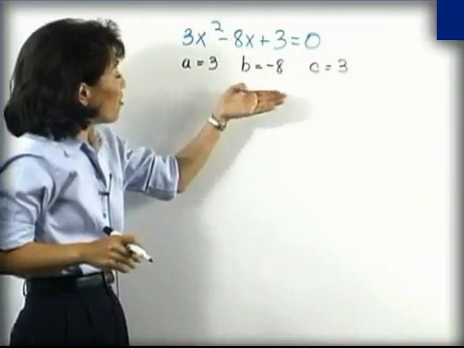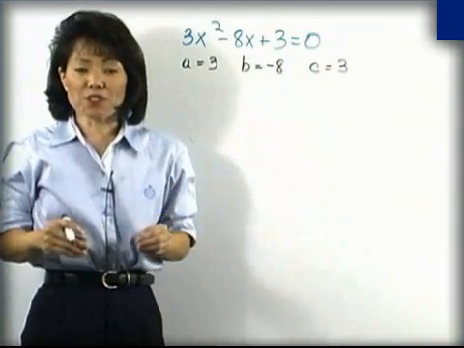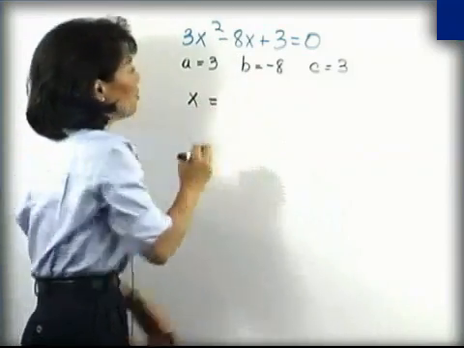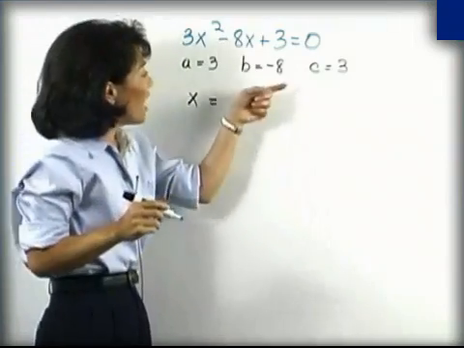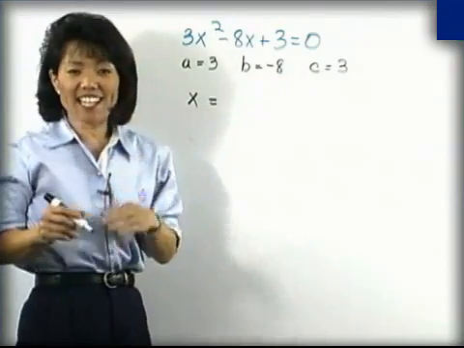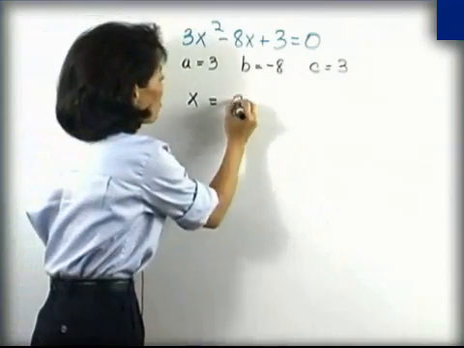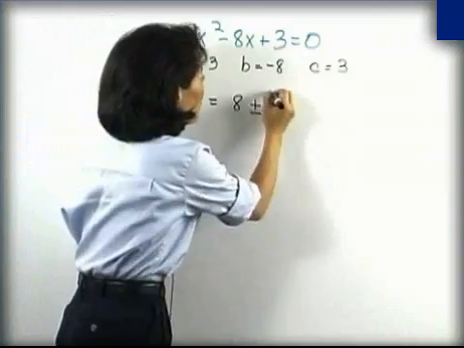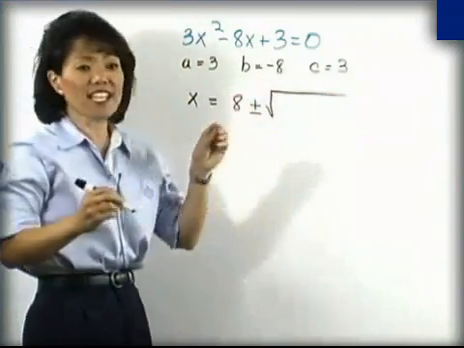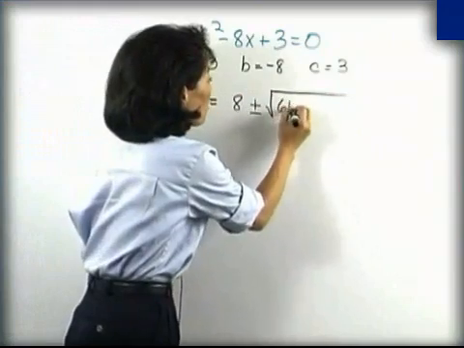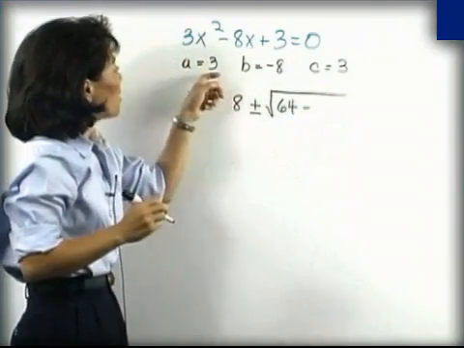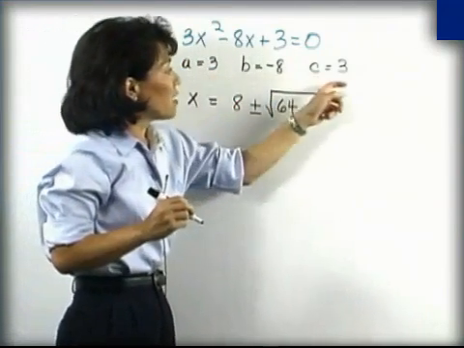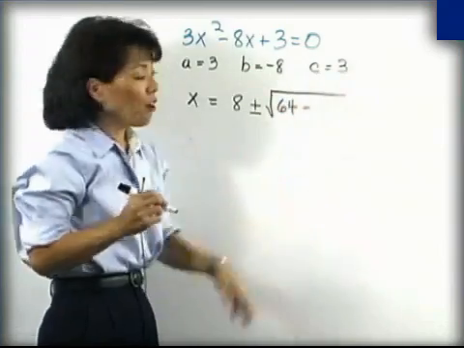Now, once we have the values of a, b, and c, we're ready to drop them into the quadratic formula. X is equal to, are you thinking? Negative b, but since b is negative 8, negative b is positive 8, plus or minus the square root of b squared, which is negative 8 times negative 8, 64, minus 4 times a, which is 3, so 4 times 3 is 12, times c, which is 3 more, or 36.